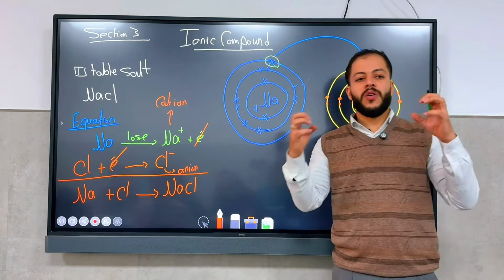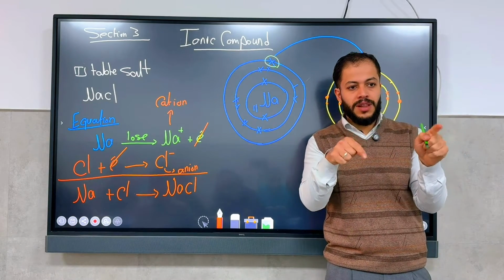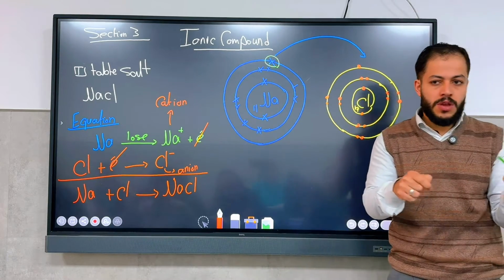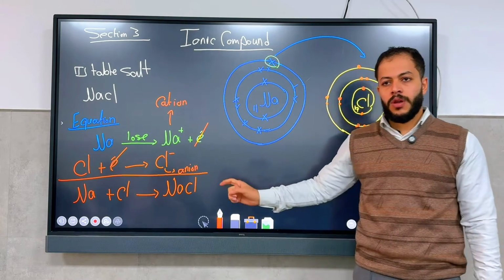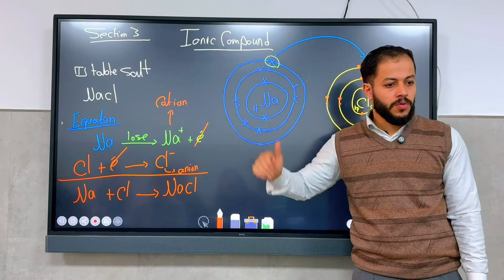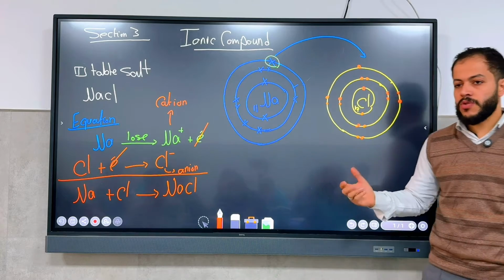This bond forms according to what? We name that electrostatic attraction. What's the meaning of electrostatic attraction? Opposite charges will attract each other. The ionic bond is one of the strongest bonds. It is the strongest bond compared to the covalent or the other bonds or the physical bond. Very strong bond, okay?